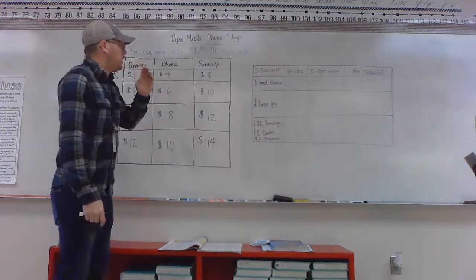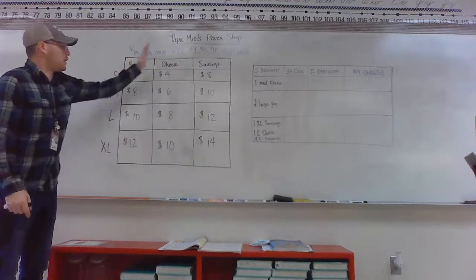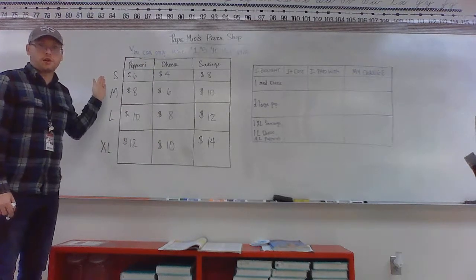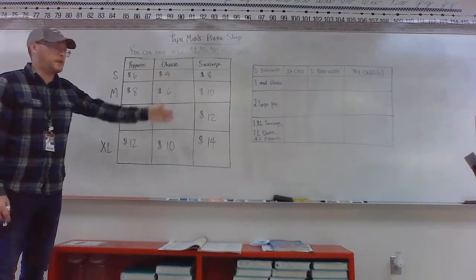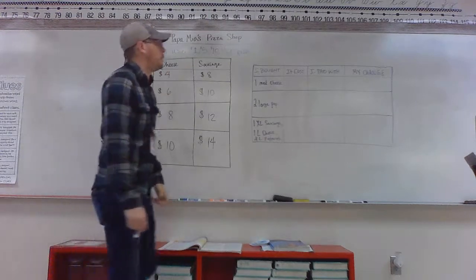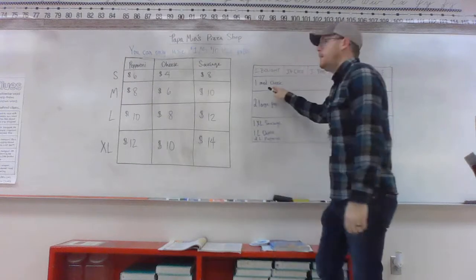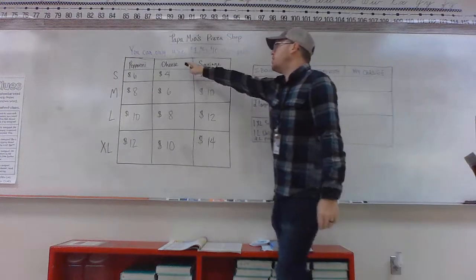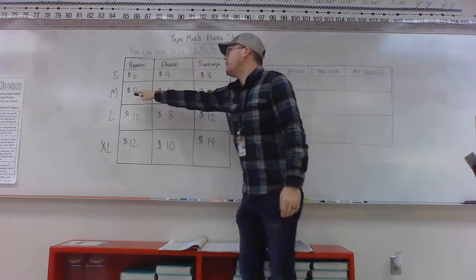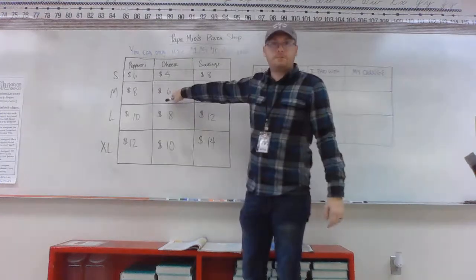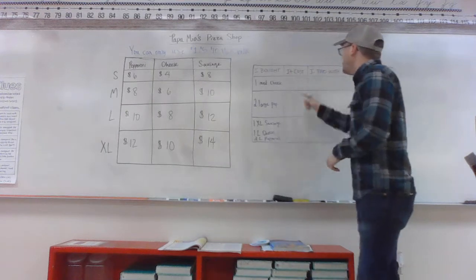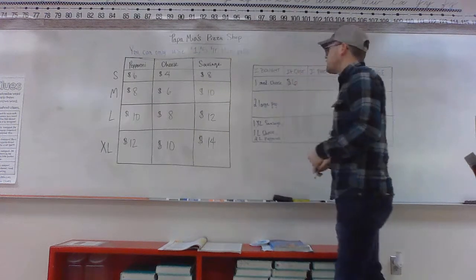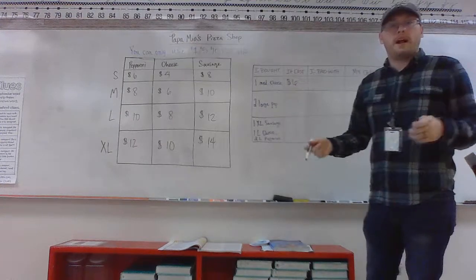So let's look back at our chart. Again, we're going to use this as reference in order to answer our table. The first thing I bought was 1 medium cheese pizza. So I come back over here, I go to cheese, I go down to where medium is, and a medium cheese pizza is $6. So how much did it cost? It cost $6.